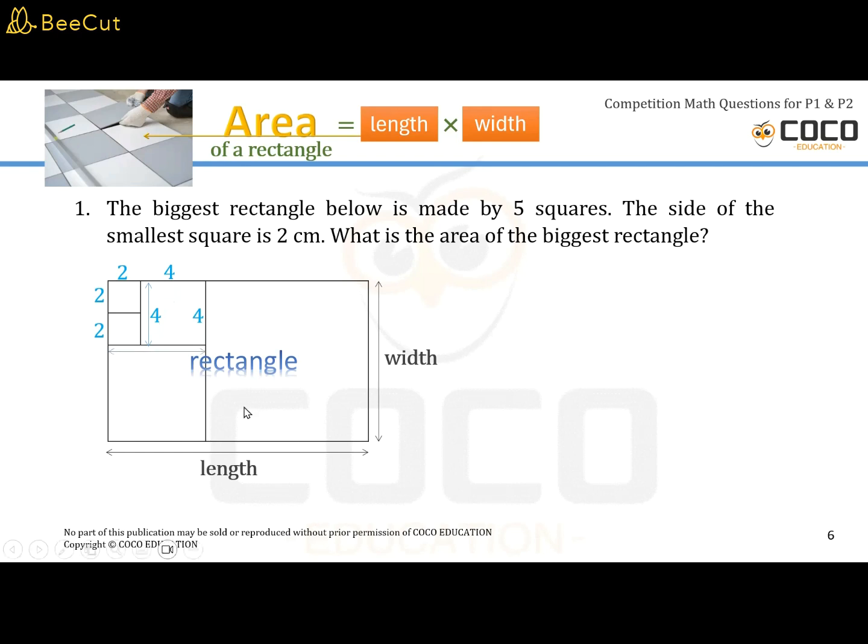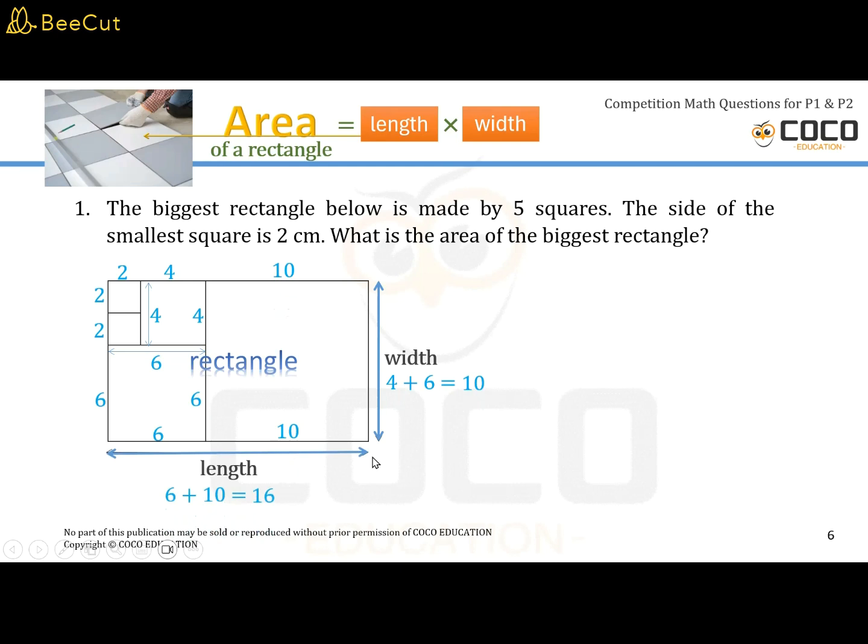Next, we can find the length here, which is 2 plus 4 equals 6. Then we know this square has sides all 6. Then the next length we can find is here, which is 4 plus 6 equals 10. Then we know that this square has a side of 10. Then we can find the length here, which is 6 plus 10 equals 16.